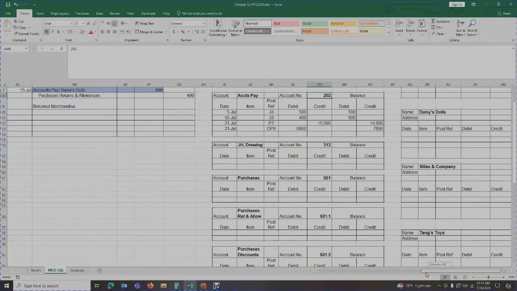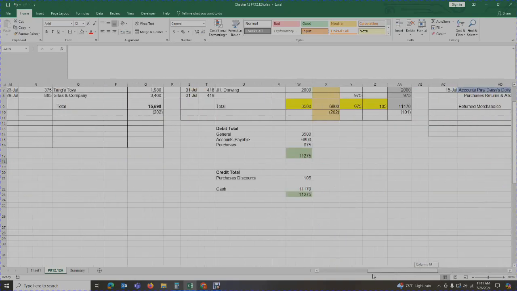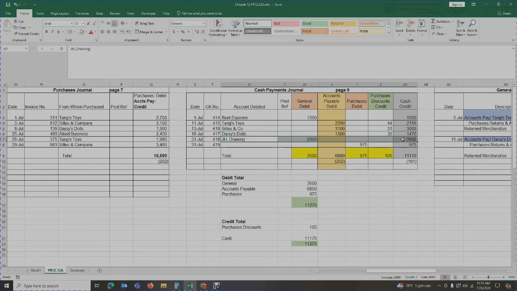So now we're going to go and we're going to locate anything that affected the drawing account. Okay. So for the drawing account, we had one transaction. If you recall correctly, we have one transaction for the drawing account. This transaction right here, okay, the drawing account, $2,000. So for the drawing, we have a debit. We're going to be focusing on the debit part of it because the credit is to cash. So for the drawing, we're going to be focusing on the debit of $2,000.